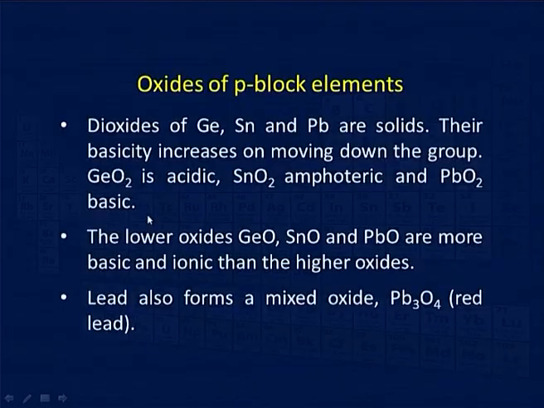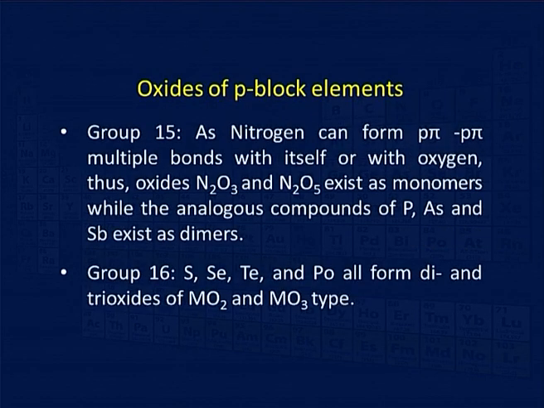The same phenomenon has been discussed in the previous group also. The lower oxides, germanium oxide, stannic oxide and lead oxide, are more basic and ionic as compared to higher oxides. Lead also forms a mixed oxide, that is red lead, Pb3O4. In the nitrogen group, group 15, nitrogen can form p-pi multiple bonds with itself or with oxygen. Thus, oxides like N2O3, dinitrogen trioxide, and dinitrogen pentoxide exist as monomers, while the analogous compounds of phosphorus, arsenic and antimony exist as dimers.